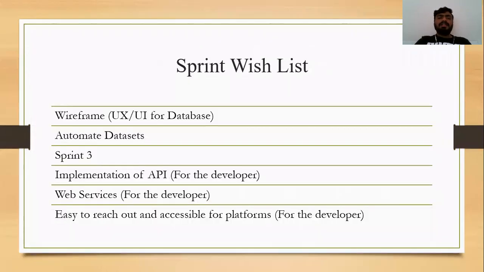Here is the sprint wish list. First, the wireframe, which will be done in Sprint 3, and the automated data sets, Sprint 3. Implementation of the API and web service will be done by the developer. Easy to reach out, all accessible for platforms like web applications and websites.